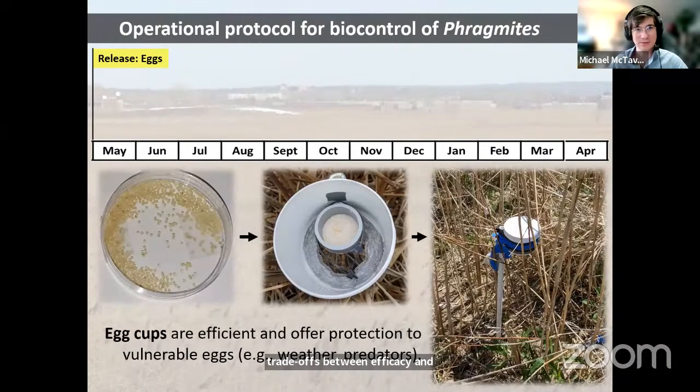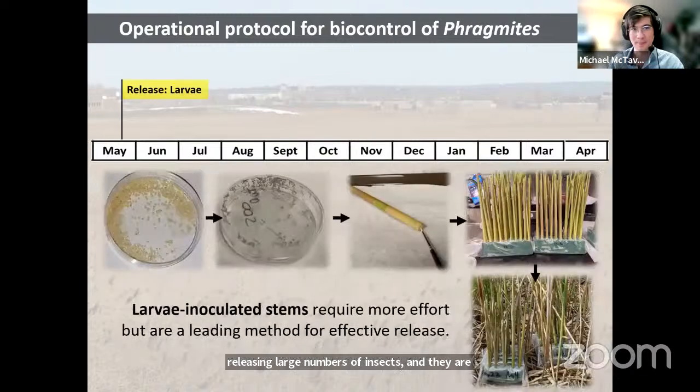The earliest releases would happen with eggs. Our current method is to introduce eggs into basically these plastic cups that have a screen mesh bottom. That mesh helps keep predators out, but the larvae, as they hatch, can climb out through that mesh and make their way out into the patch. This is a really efficient, quick technique for releasing large numbers of insects, and they are offered some amount of protection from weather and predators in that vulnerable egg stage.